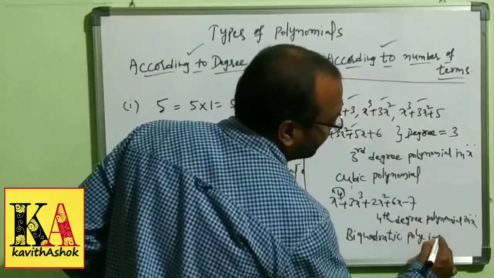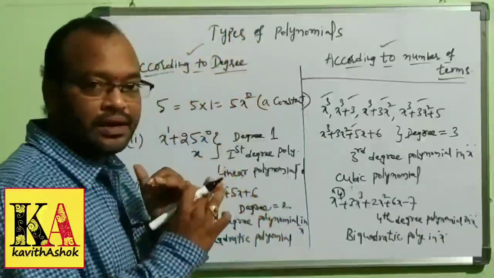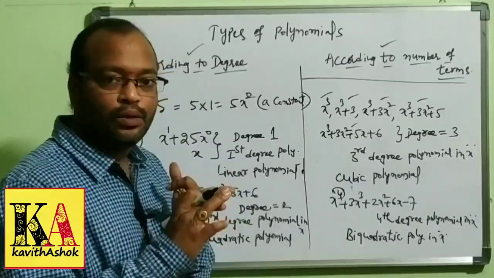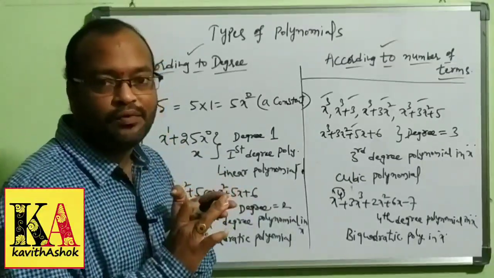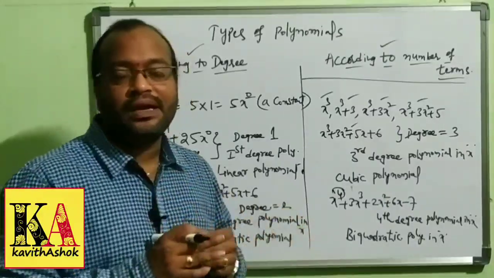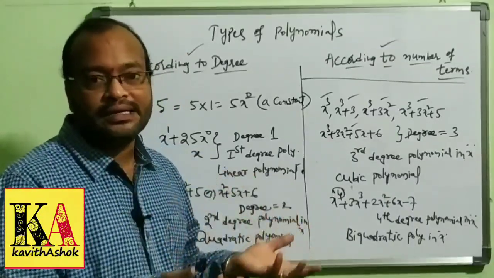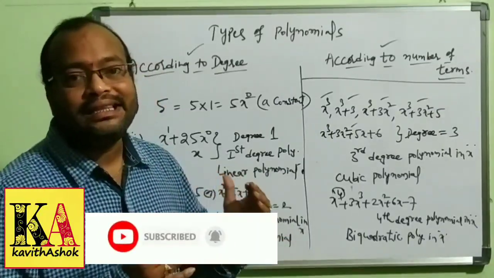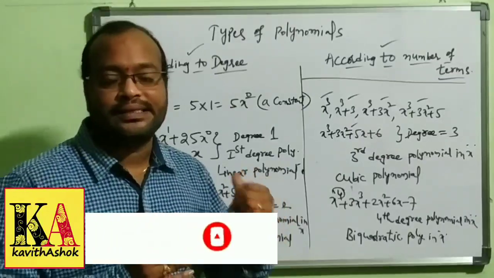Biquadratic polynomial in x. Degree 1, linear polynomial; degree 2, quadratic polynomial; degree 3, cubic polynomial; degree 4, biquadratic polynomial. If degree 5, there is no name, we can simply call it a fifth degree polynomial. If degree 100, a 100th degree polynomial. If degree n, we can call that an nth degree polynomial in x.